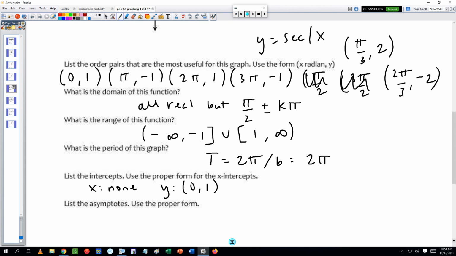Roll this down a little bit. And for the asymptotes, they're vertical lines, so x is equal to. And this domain thing will help you with your asymptotes. Nice.